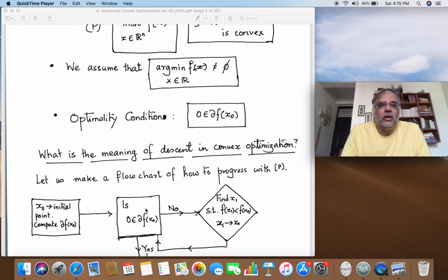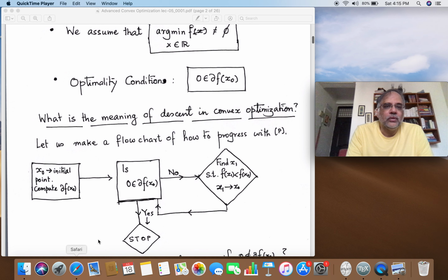So let us look at this small flow chart, where you take an x0 as the initial point and compute del f(x0). Of course, you can ask how to compute del f(x0). We will not think about that now. We will think that there is a black box which gives me the whole del f(x0). This is sometimes called black box optimization. So the next question is: is 0 an element of del f(x0)? If yes, stop and return x0 as a solution. If no, then find an x1 such that f(x1) is strictly less than f(x0). Assign x1 to x0 and go back and do the same checking.